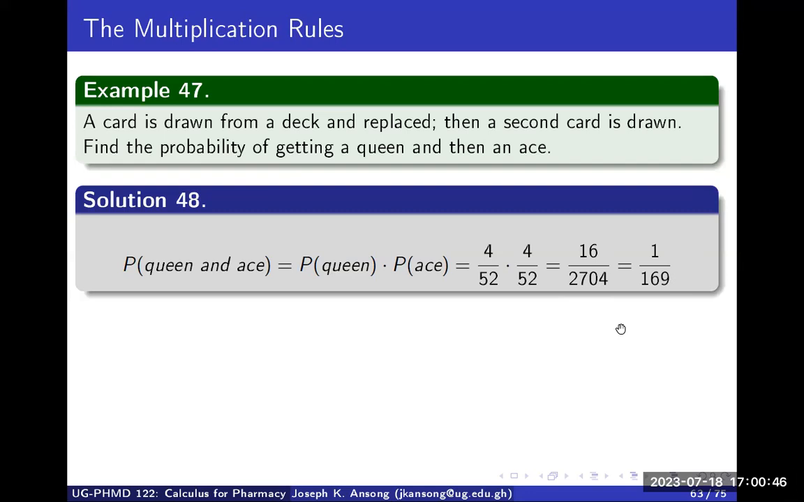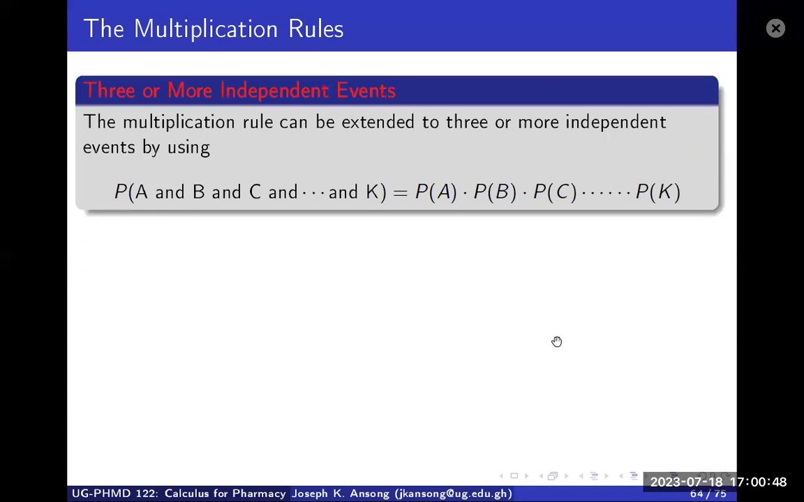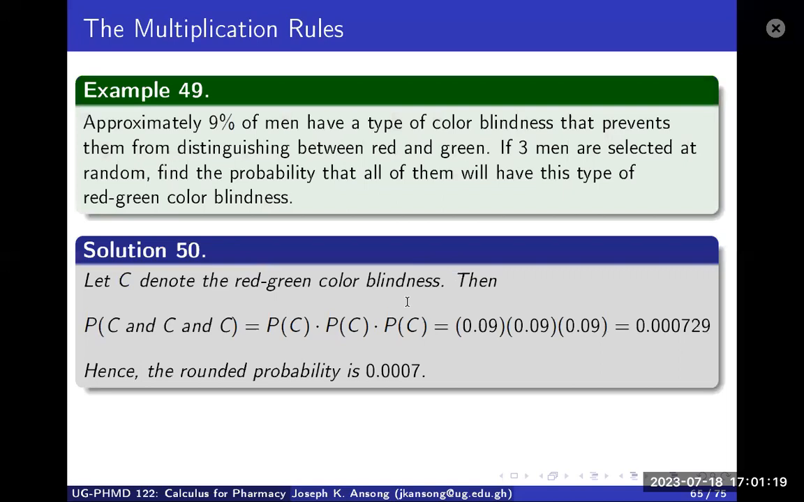So for independent events, that's what you do. You can apply the same rule to not just 2 events, but to 3 or more events. Basically, you just keep multiplying. As long as the events are independent, the probability of A and B and C and, let's say, K occurring will just be the product of their individual probabilities. So that is how we apply it.